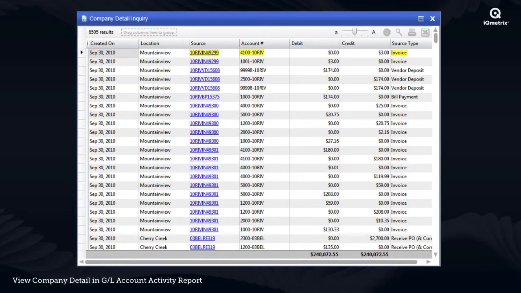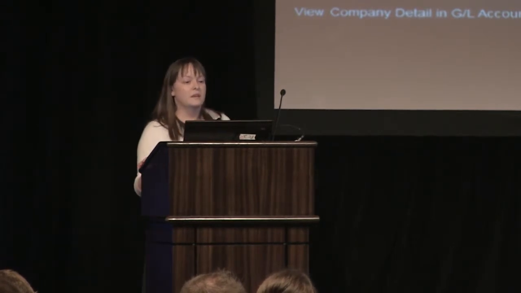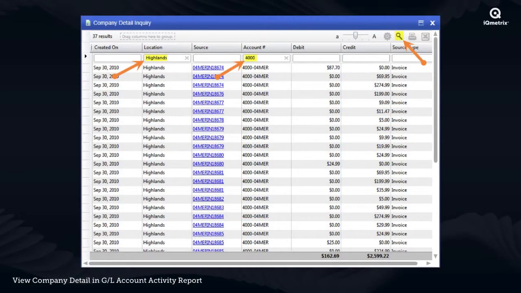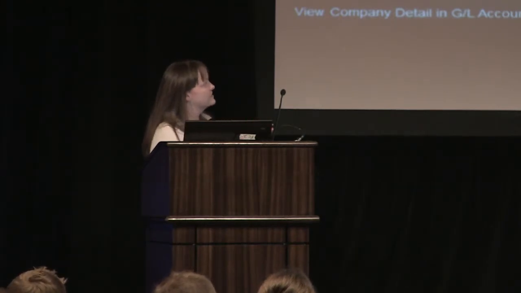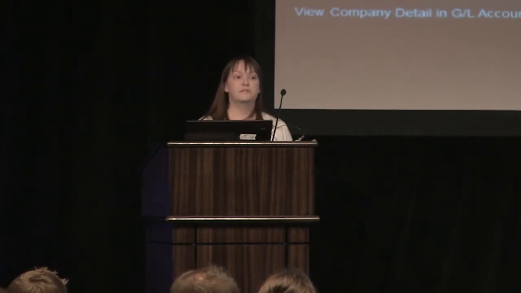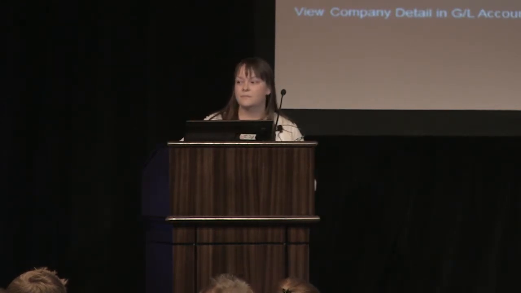So now we can turn on our search filters again, just by clicking on the magnifying glass in the upper right-hand corner. So here we have filtered by the Highlands location and account number 4000. So 4000 in this database is our sales revenue. So we can see the debits and credits, the totals there at the bottom for our sales revenue for this day for the Highlands location. So you can see right away there's tons of combinations you could do here, tons of possibilities to really drill down on what you want to see.